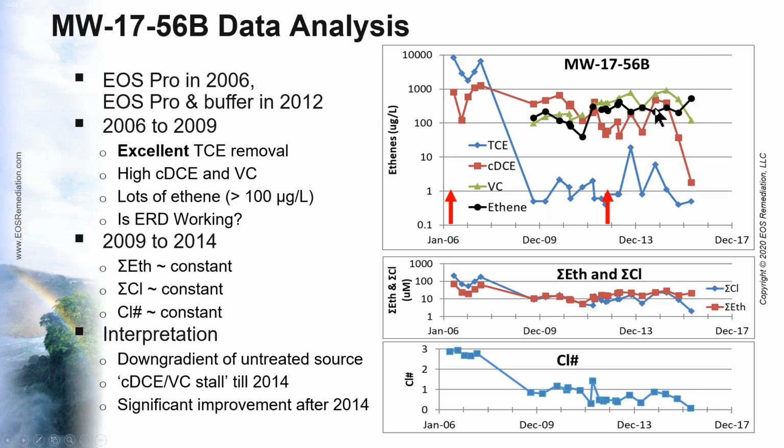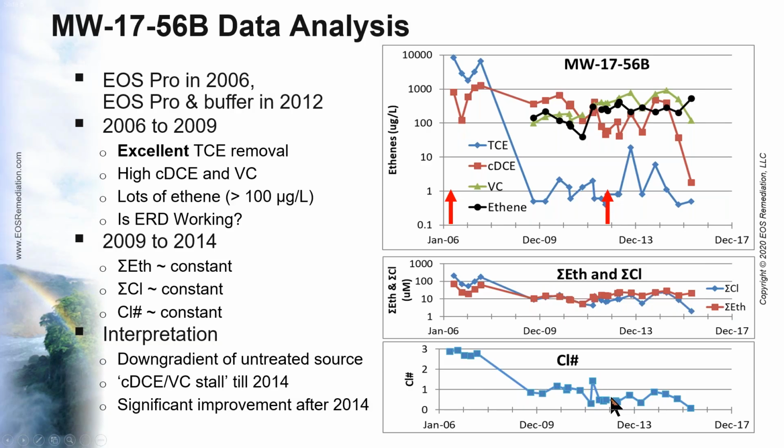And so that's why I like to use these indicator parameters. Down below, you see the red is sum of ethenes. It goes down a little bit, but basically from 2009 to maybe about 2014, there's no change in sum of ethenes at all. It looks like there's a little bit of decline in sum of organic chlorine.